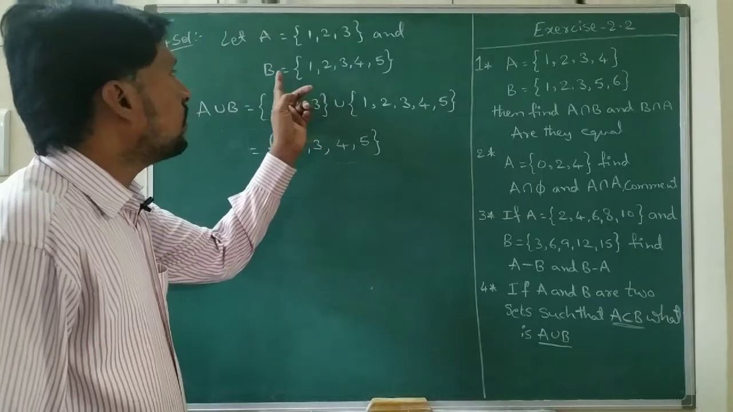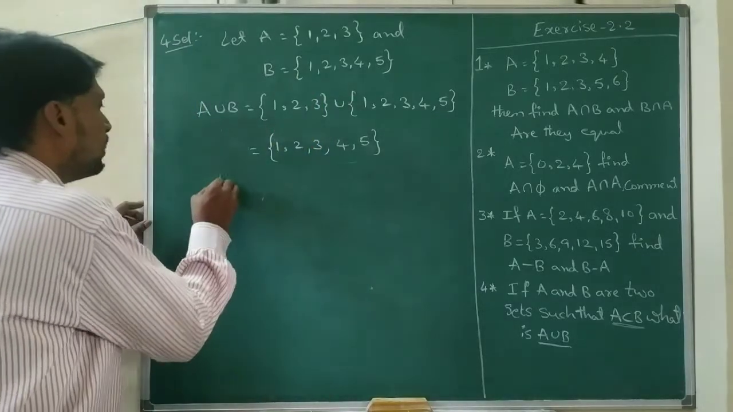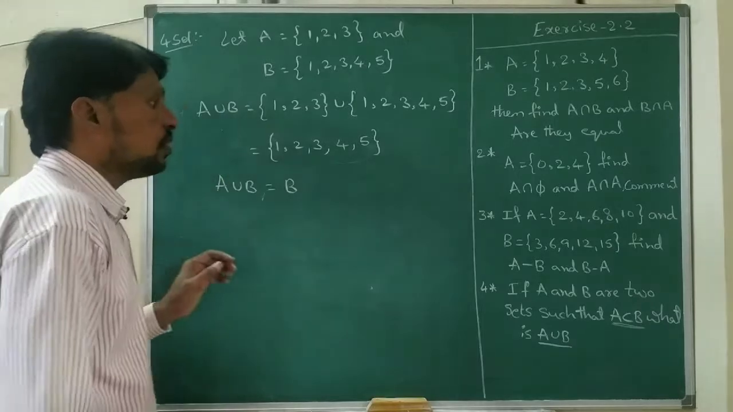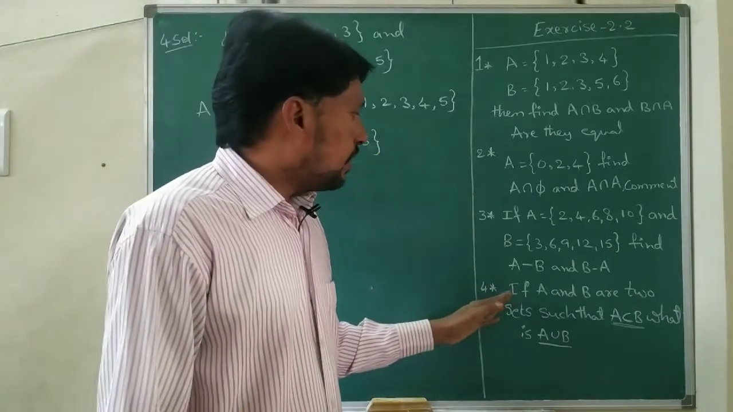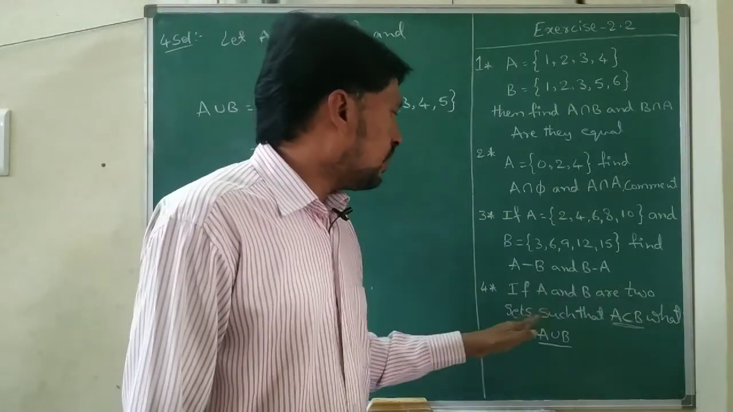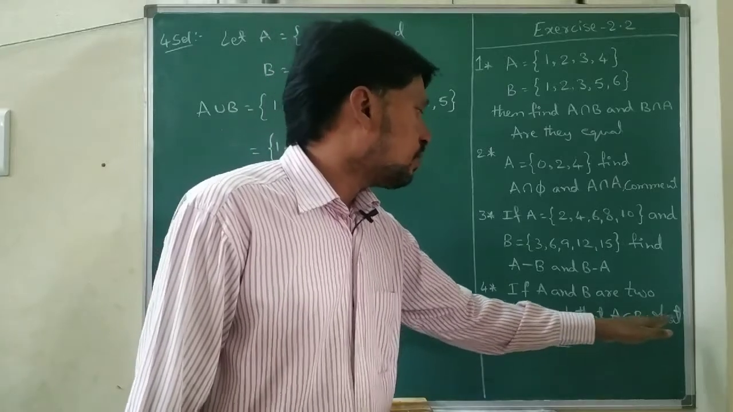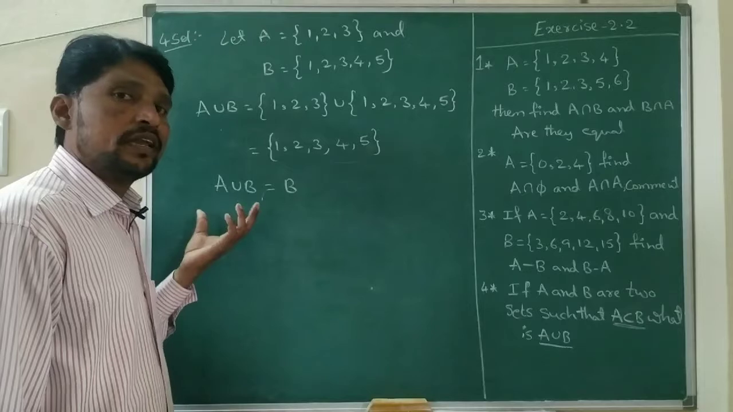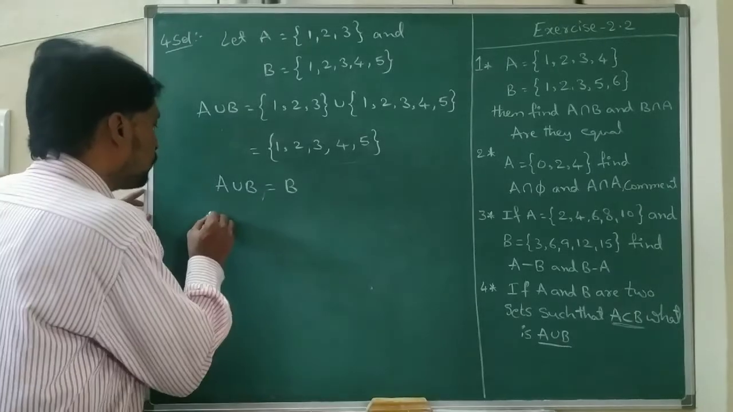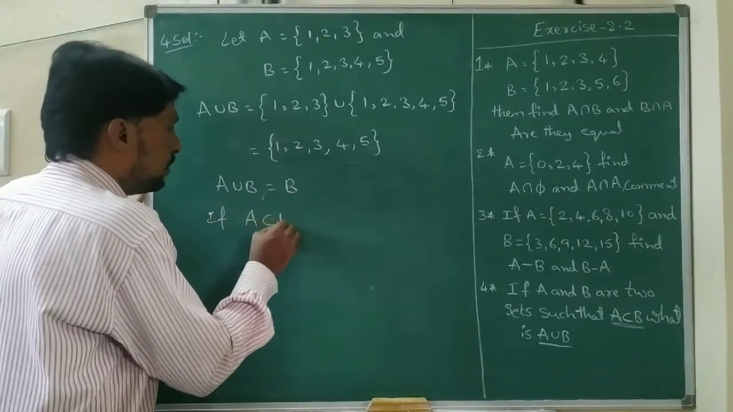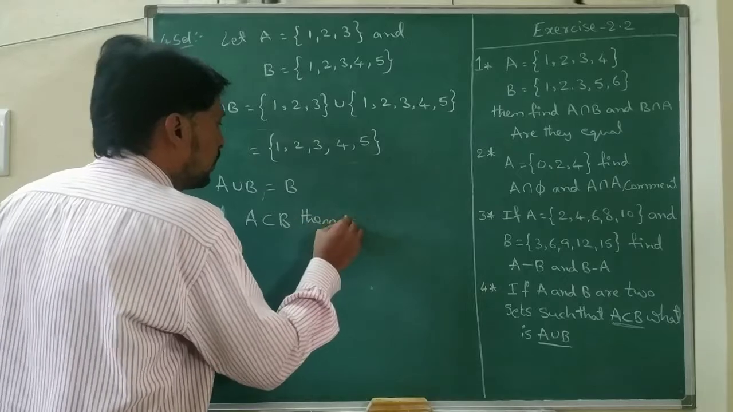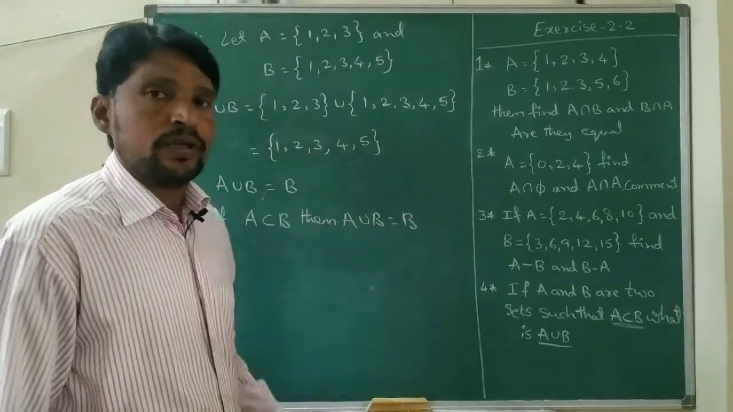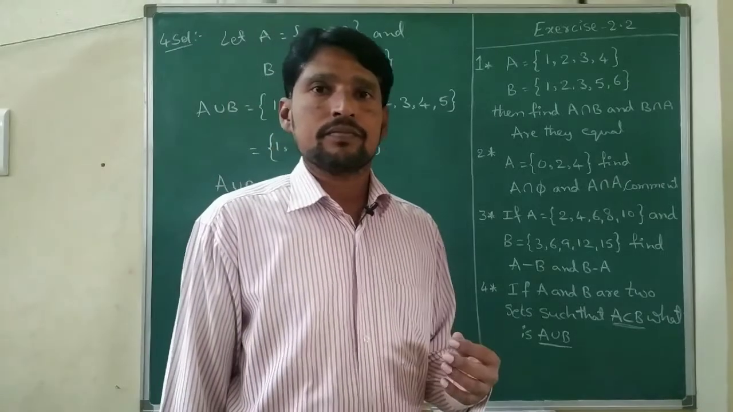So 1, 2, 3, 4, 5 means set B or not. So A union B equal B we are getting. This is the conclusion. So if A and B are two sets such that A subset B, what is A union B? Here always, if A subset B, then A union B we are getting B only. So A union B always we are getting B.